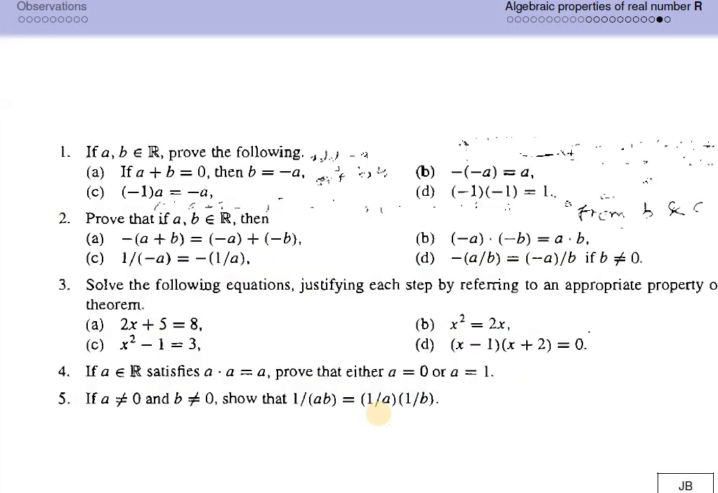Now using the algebraic property, I would like you to solve this. Prove this: if a plus b equals 0, then b equals minus a. I think I have done that, and the b part also I have done. There are only a few that I have done, and the rest you have to do. That is what I want.